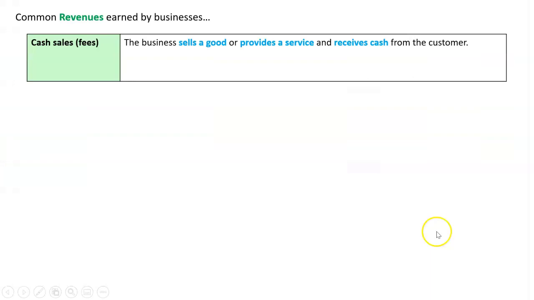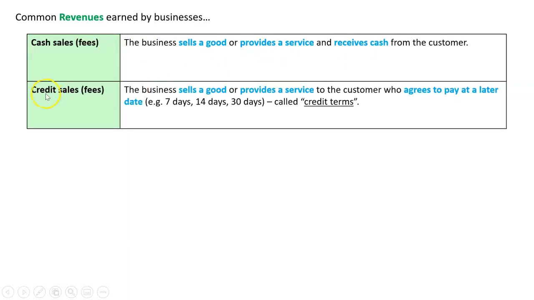So that's the definition. What are some common examples? Well, we've got cash sales or fees. The business sells a good or provides a service and receives cash. But we're also going to say it includes credit sales or fees as well. So the exact same thing, we sell a good or provide a service, it's just that the customer didn't pay on the day, they agree to pay at a later date, e.g. 7 days, 14 days, whatever, and these are going to be called credit terms. Now they're going to be 99% of all the revenues that we do, but there's just a couple of others to look out for during the rest of the course.